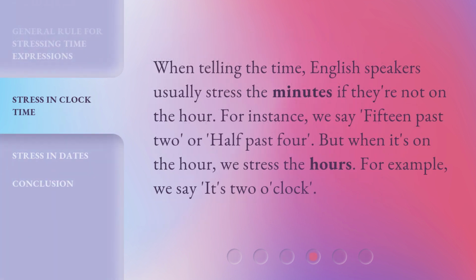When telling the time, English speakers usually stress the minutes if they're not on the hour. For instance, we say 15 past 2 or half past 4. But when it's on the hour, we stress the hours. For example, we say, it's 2 o'clock.